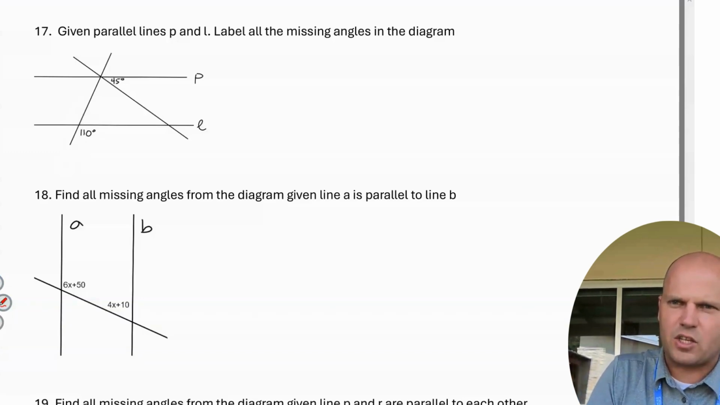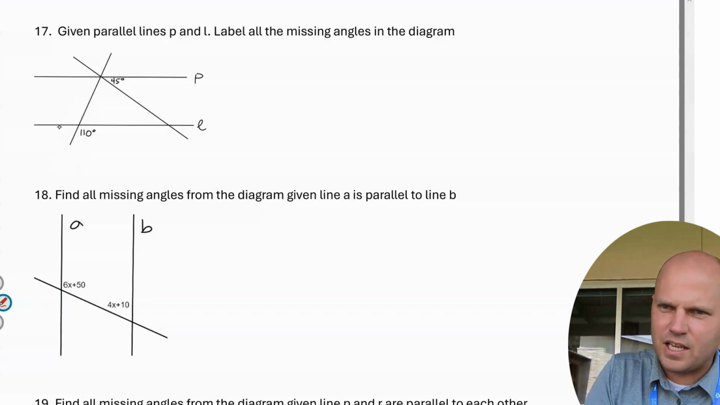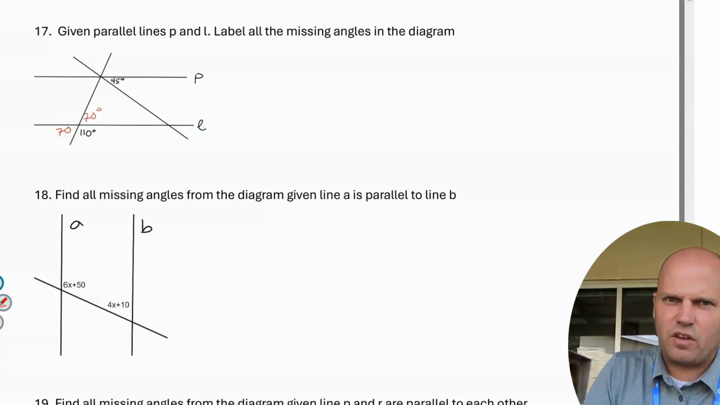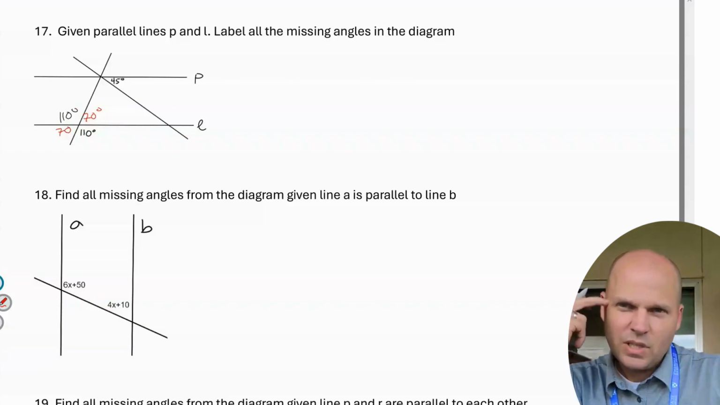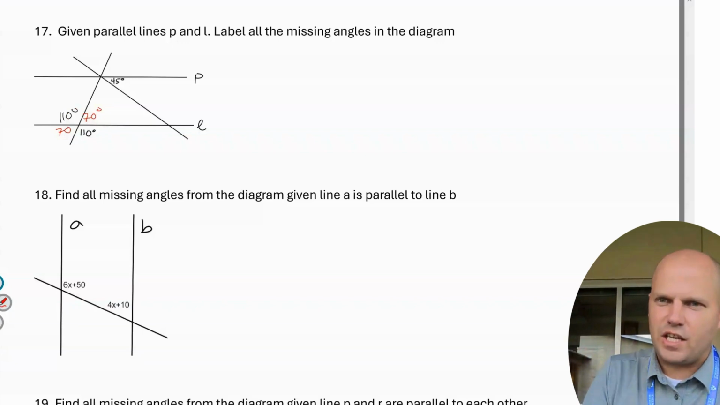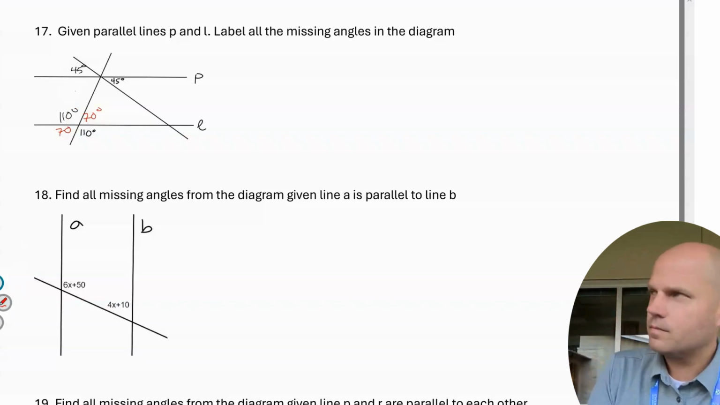Like, I'm going to go down to this 110, and I'm immediately going to know what the angles adjacent to it are going to be. And I've just filled out that bottom left corner. Now this 45 is tricky. We know the vertical angle is going to be 45 degrees. Cool.